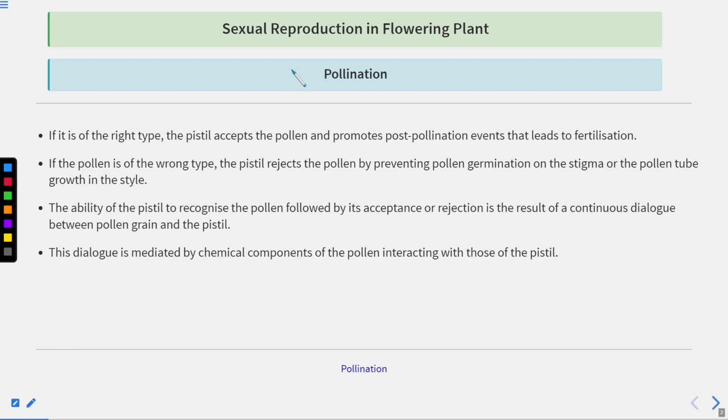Whenever the pollen lands on the stigma, it can be compatible or incompatible. If it is compatible, then it will germinate and form the pollen tube. Right type means the pollen is compatible. Here we are studying the pistil and pollen interaction. The pistil is the female reproductive part, and the pollen is the male gametophyte. We are talking about the interaction between them.